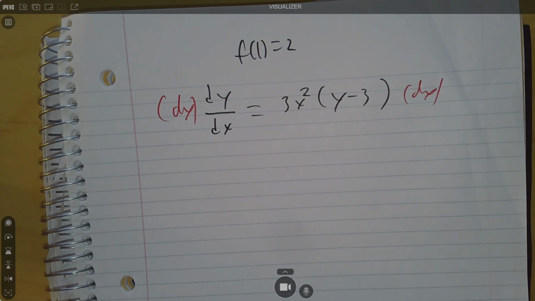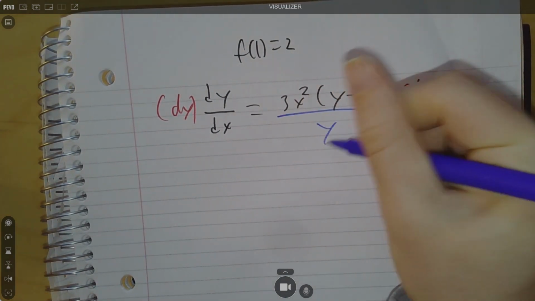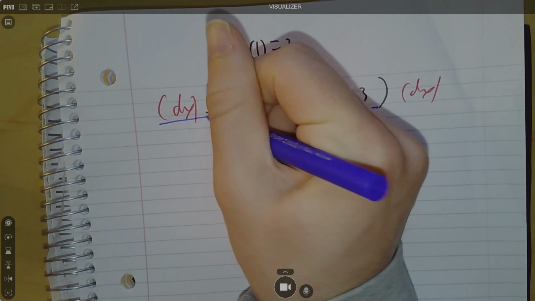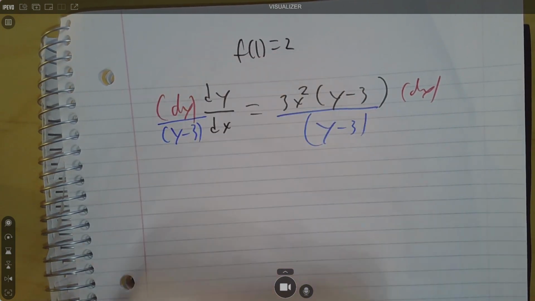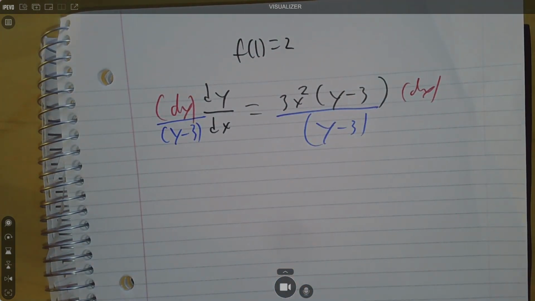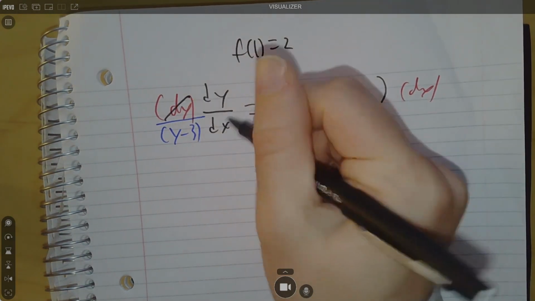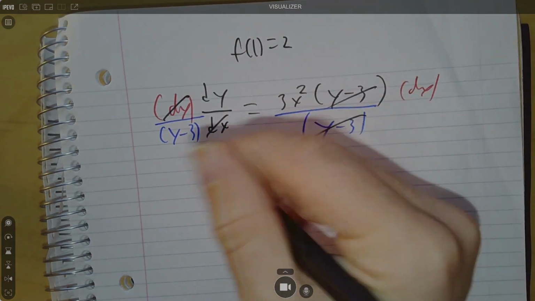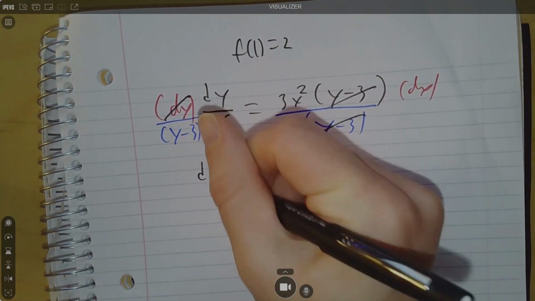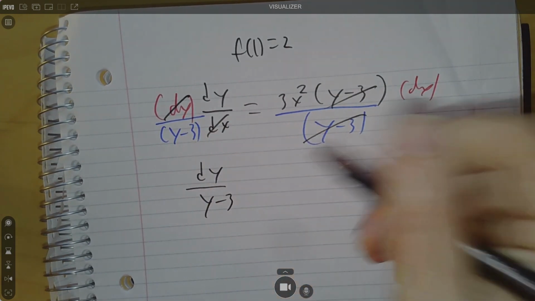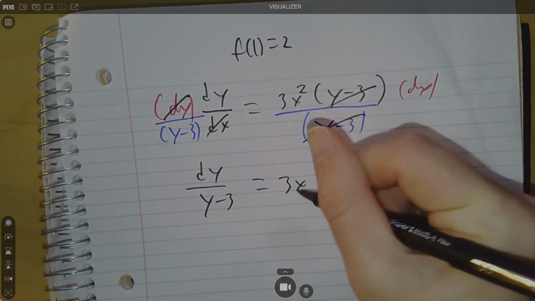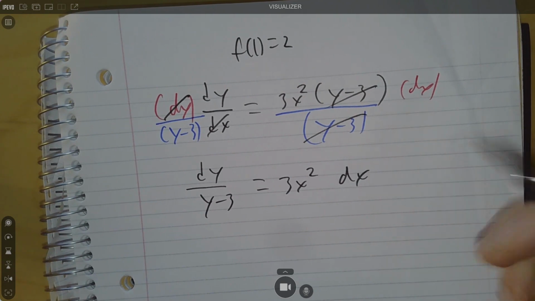Divide by y minus 3. Y minus 3. Divide by y minus 3. Okay, and things are going to cancel. The dx's cancel. The y minus 3's cancel. So I have dy over y minus 3 equals 3x squared dx.